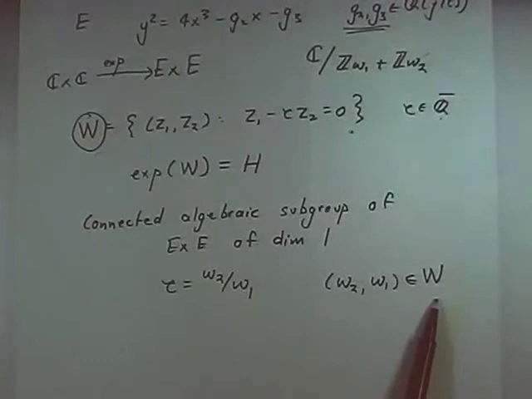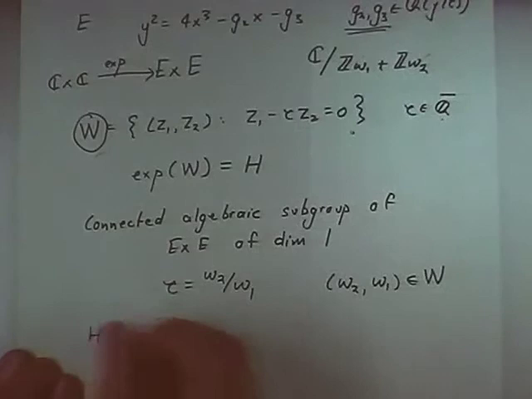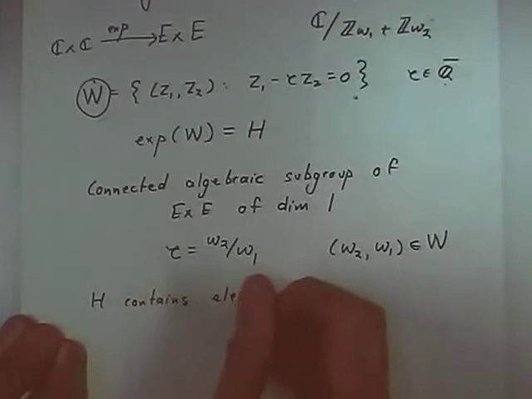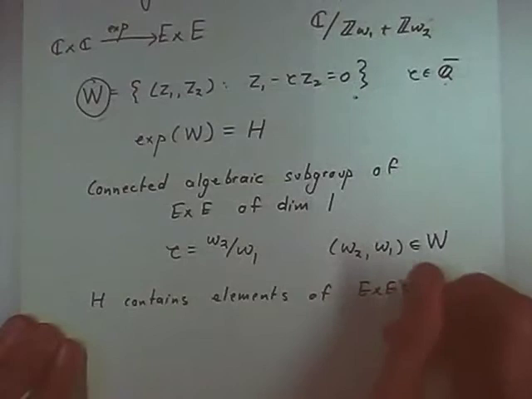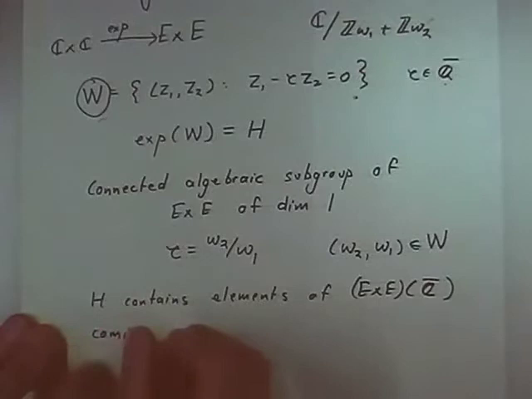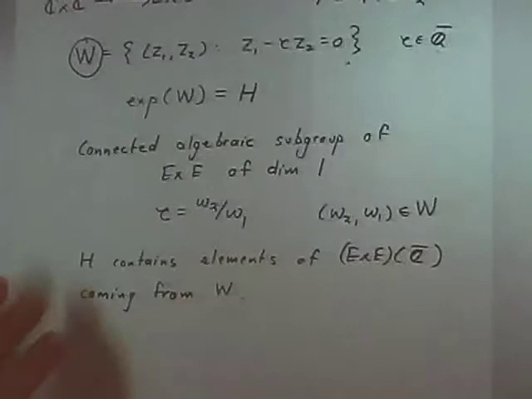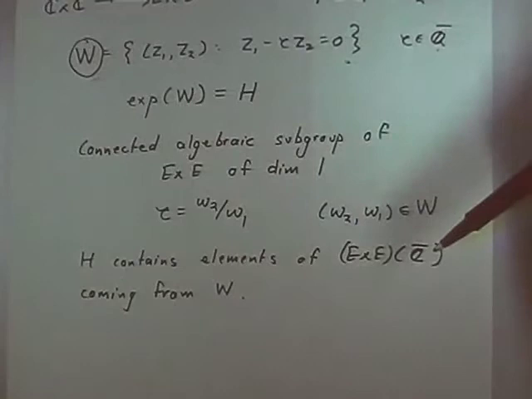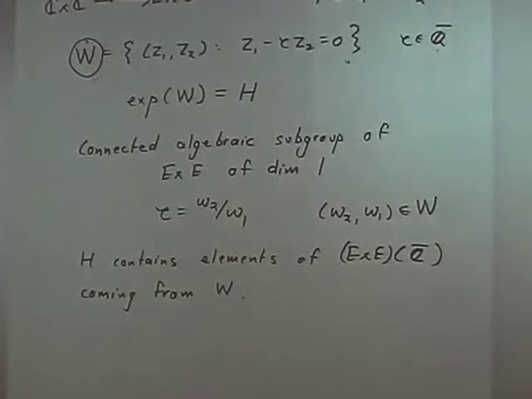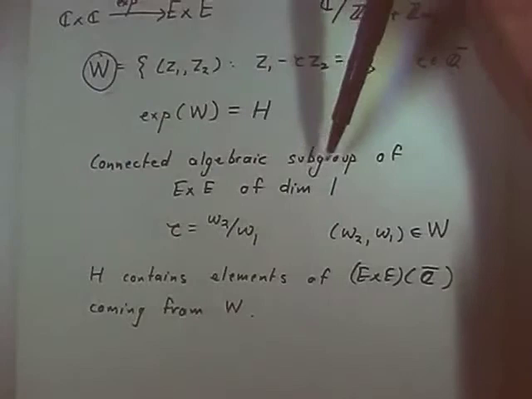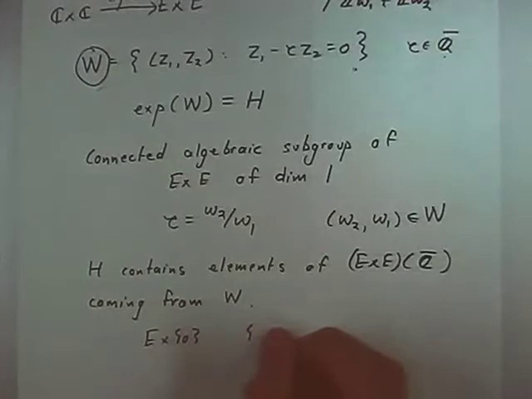So H contains elements of E cross E over Q bar coming from W. Well, I mean, all of the points of H come from W. So in particular, as these numbers are not equal to zero, if you look at this connected algebraic subgroup, it cannot be E cross zero or zero cross E.